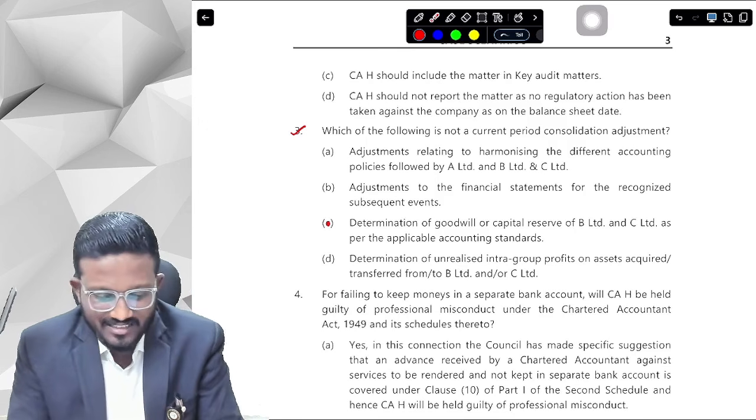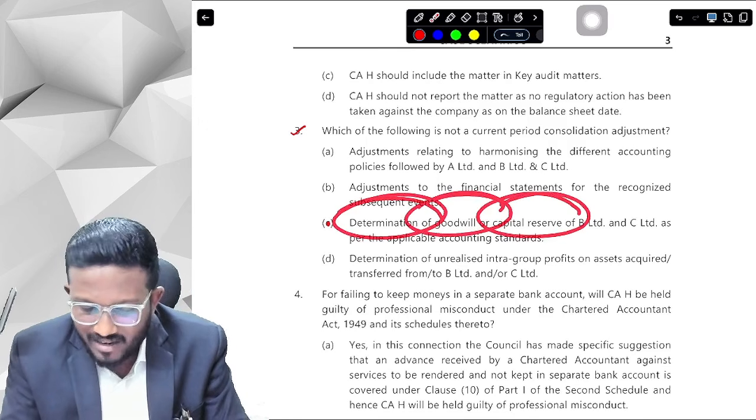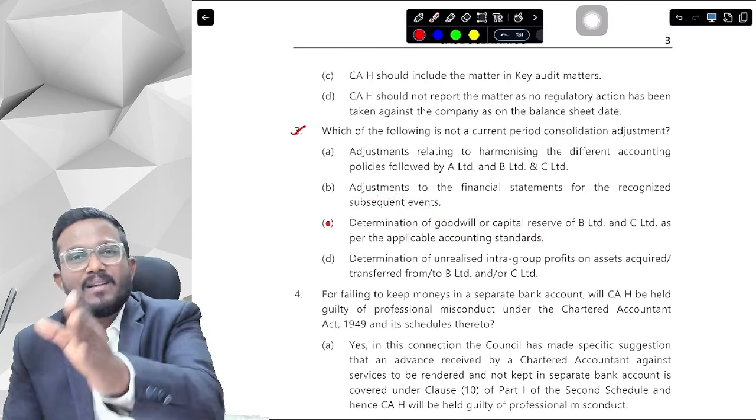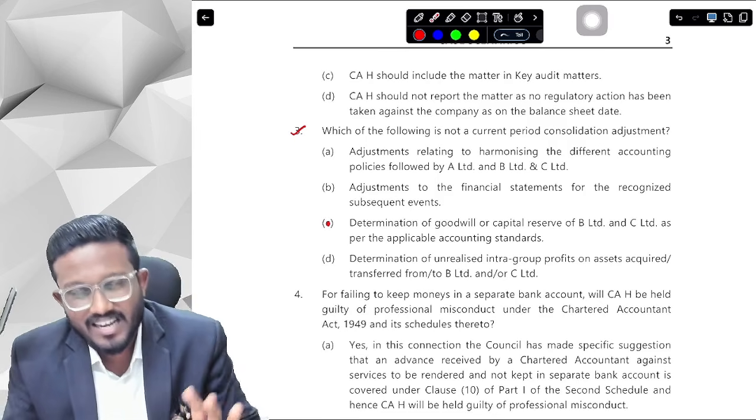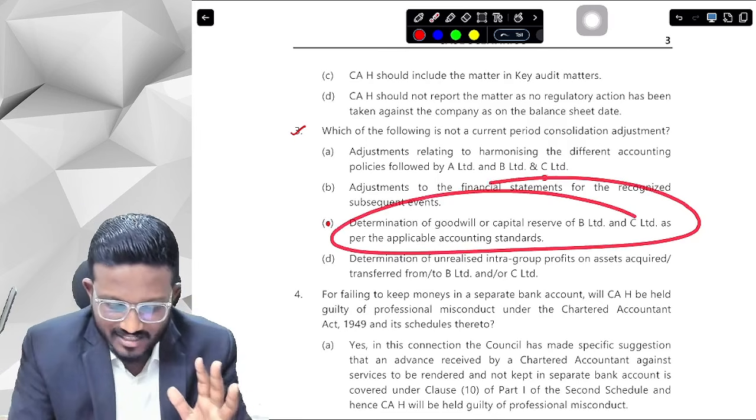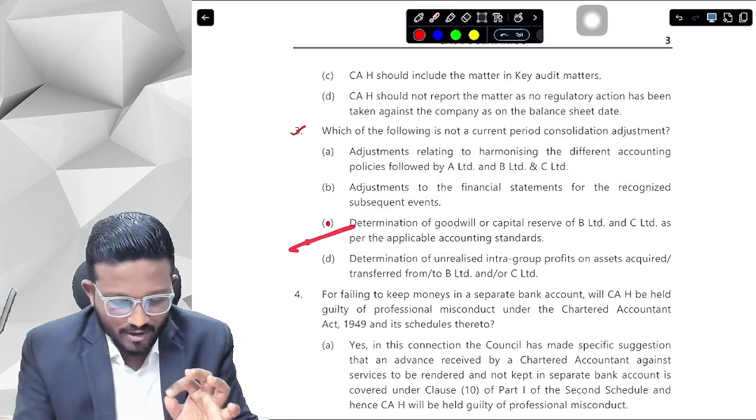But the correct option is determining goodwill or capital reserve of B Limited and C Limited as per the applicable accounting standard. This does not happen every year. Determination of goodwill does not happen every year. Therefore, this is a permanent consolidation adjustment. Okay, yes sir, so this will be your correct option.